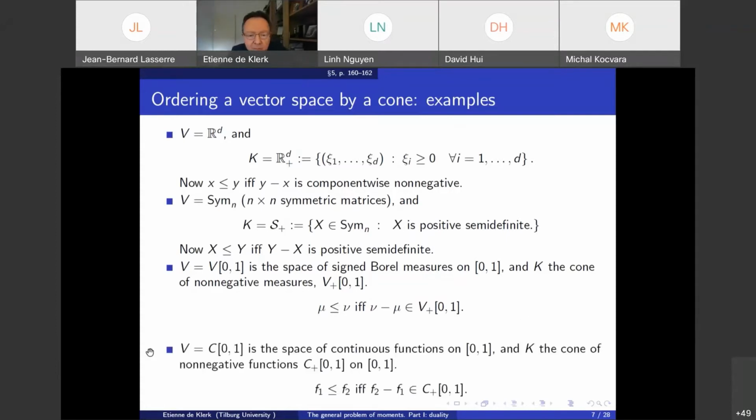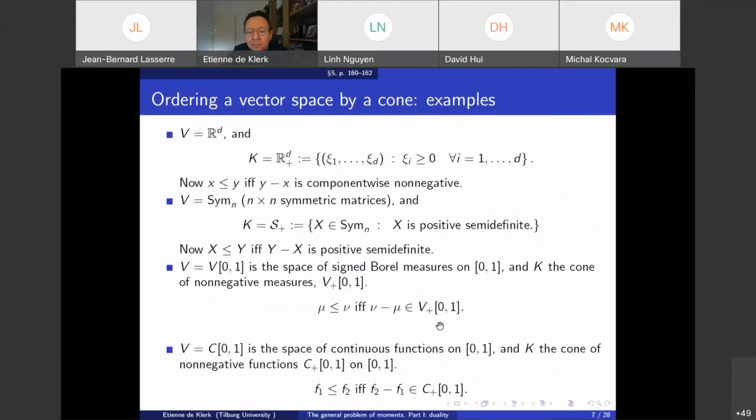Okay, so also for the space of continuous functions, we have an associated cone, namely the non-negative functions. Obviously, this is a cone again because when a non-negative function is multiplied by a non-negative scalar, it remains non-negative, and you can take sums of non-negative functions to get another non-negative function. So it's clearly a convex cone. And we write the function f1 is smaller or equal to the function f2 if and only if the function f2 minus f1 is non-negative on the interval 0, 1.